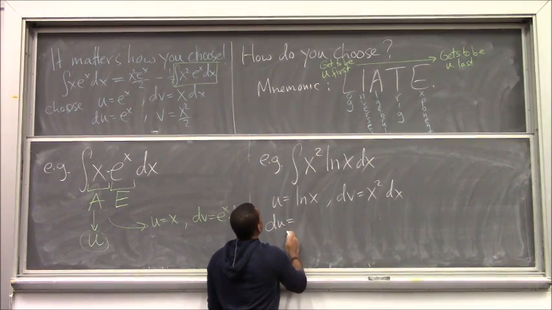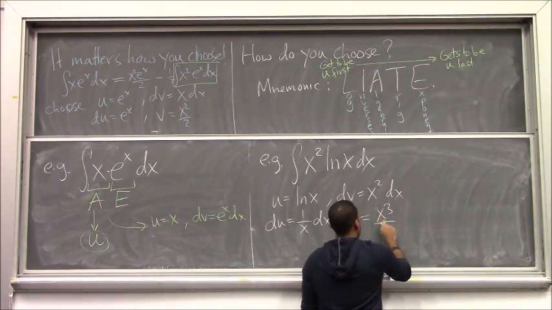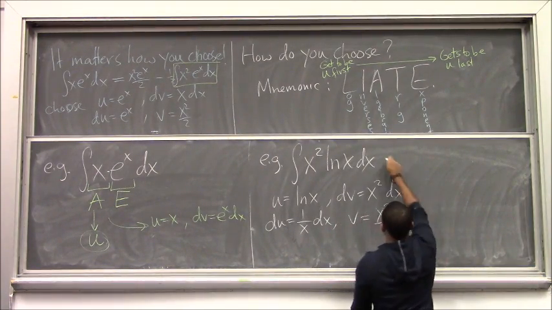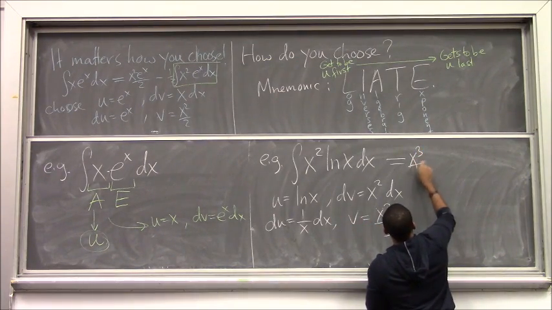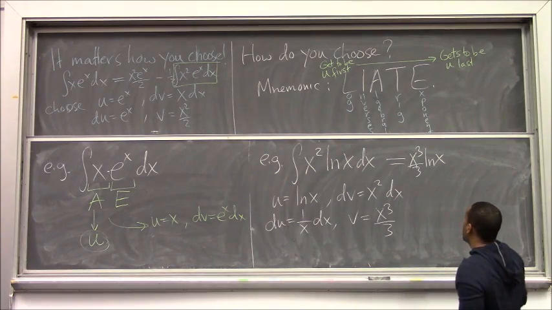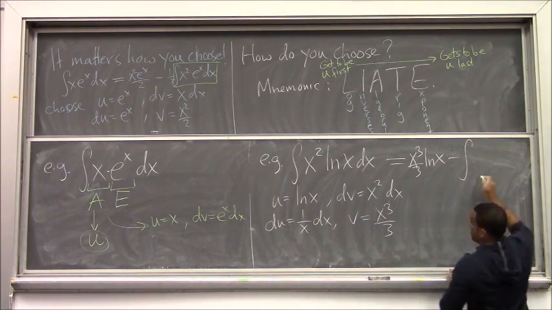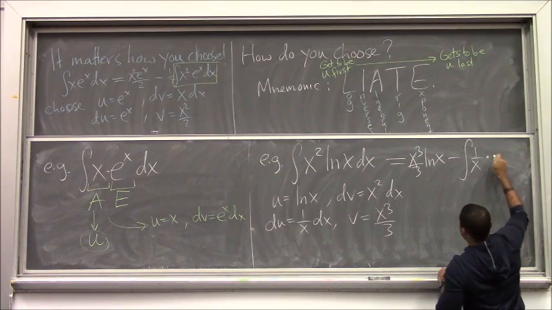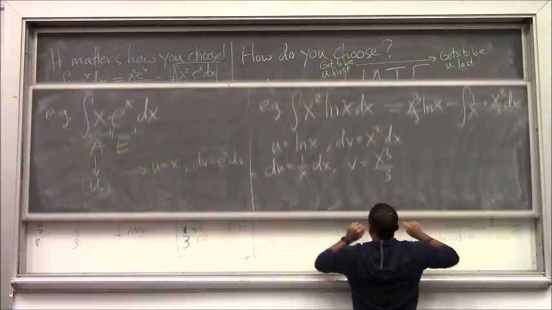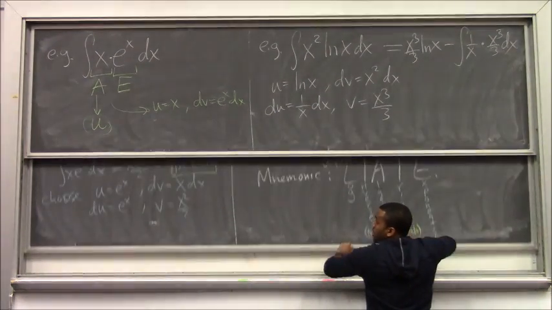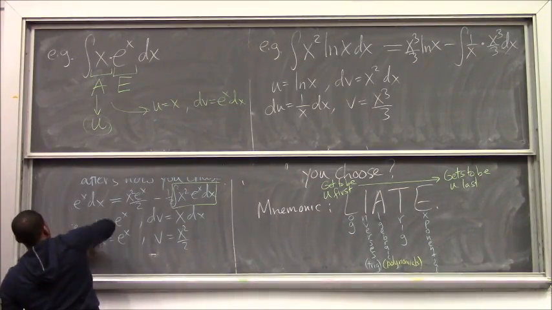What would the derivative here be? 1 over x. And the v here is going to be, yes, it's going to bump up the power, but it's actually going to still work out in our favor. I'm going to do the u times the v, x cubed over 3 times ln x, minus the integral of the v times the du. And let me write it out. 1 over x times x cubed over 3 dx.